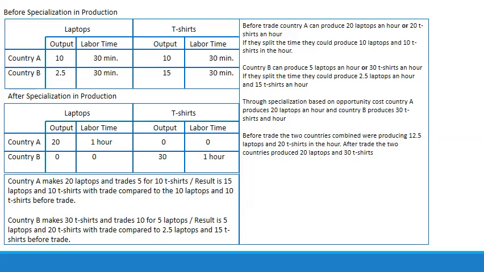Before trade, we see where they were. Combined, the two countries were producing 12.5 laptops and 20 t-shirts in an hour. Combined. After trade, the countries produced 20 laptops and 30 t-shirts. So overall, trade allows both countries combined to produce more t-shirts and more laptops.